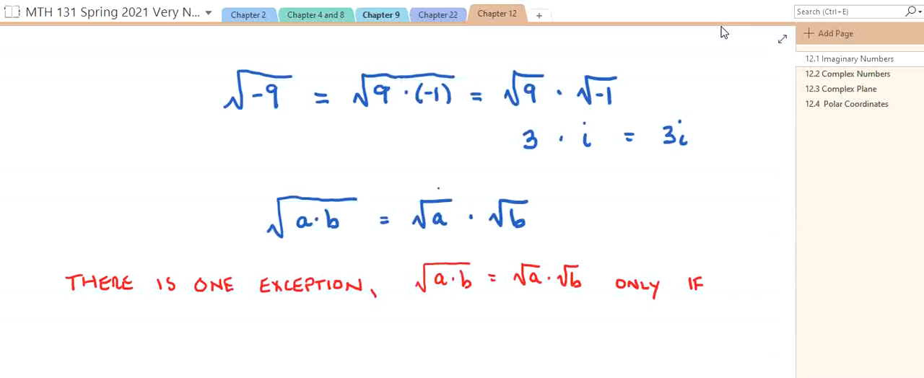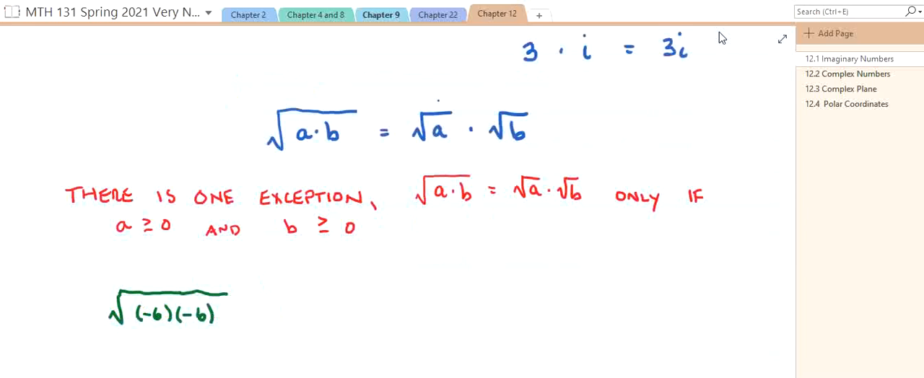So the square root of a times the square root of b equals the square root of a times b, only if a is greater than or equal to 0 and b is greater than or equal to 0. Why is this? Well, let's show you.